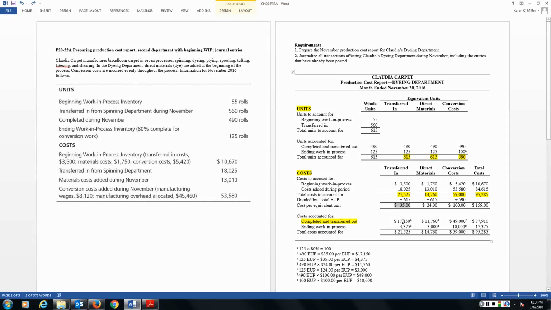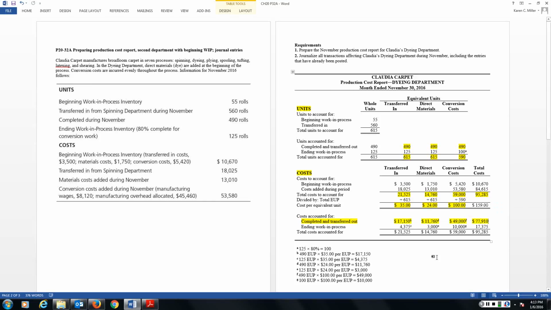I will do the same thing with materials. I know that I transferred 490 units. I multiply those 490 units times the $24 per unit, and I get the $11,160. You can see here. We're simply taking the total number of units that have been transferred out of our department, and we're multiplying that by the total cost per unit. And that is generating for us the total costs that need to be transferred out either to the next department or to finished goods.